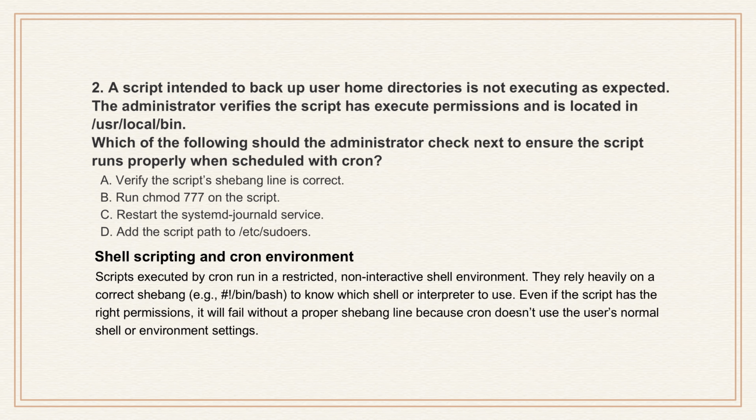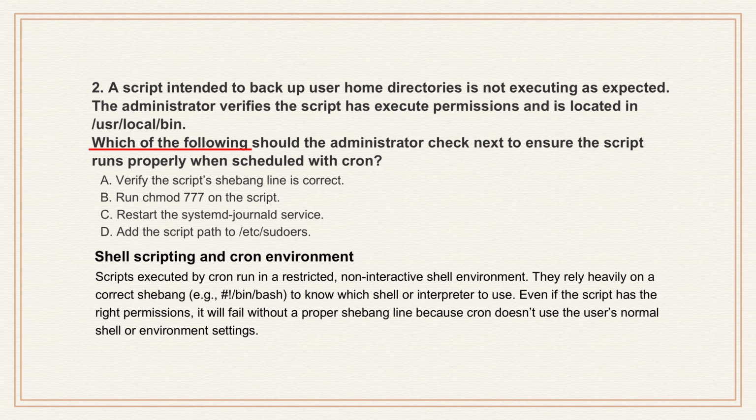Okay, let's talk about another classic head-scratcher. You've got a script. Maybe it's meant to back up user home directories. Seems fine. You've checked permissions. It's got execute. It's sitting in /usr/local/bin, a standard place. But when cron tries to run it, nothing. Silence. It just doesn't execute. What's the very next thing you should probably check?